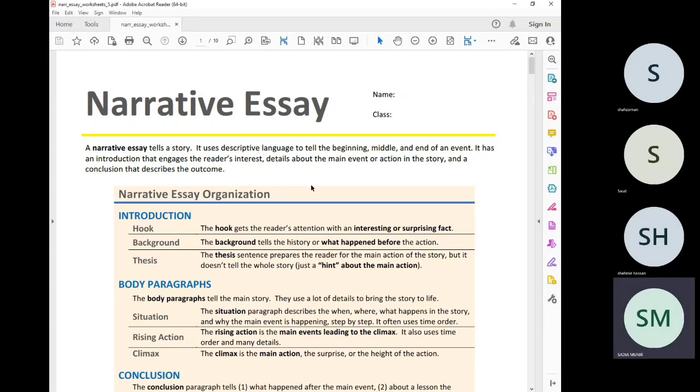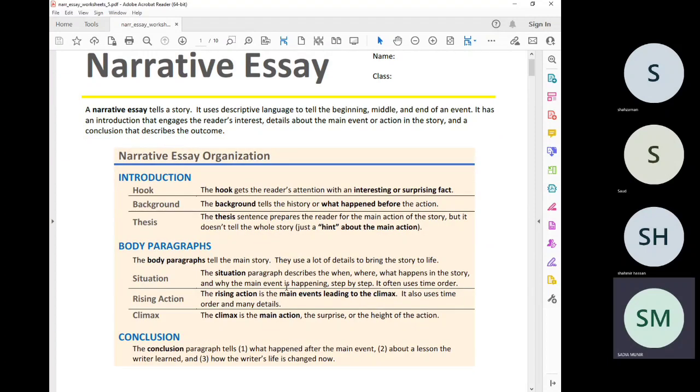Okay, so next we are going to talk about narrative essay. I've told you about narrative writing, what it includes in terms of creative writing. Now let's move towards academic writing, that is narrative essay. A narrative essay tells a story. It uses descriptive language to tell the beginning, middle, and end of an event.